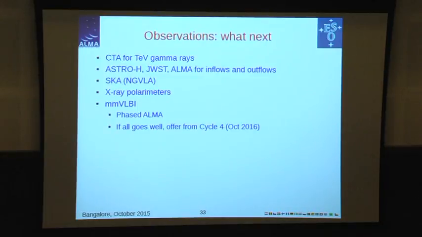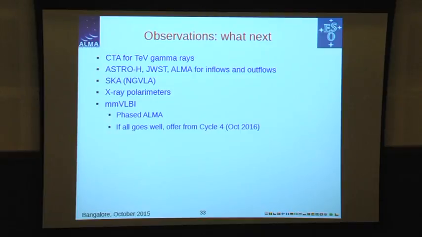Okay, I will end by just giving a very brief observational prospectus. There's a lot going on at the moment, and will be a lot going on which is relevant to jet physics. Here are a few highlights. Hopefully within the next few years we'll get the Cherenkov Telescope Array, which will give us much more sensitivity and somewhat more resolution for TeV gamma rays.